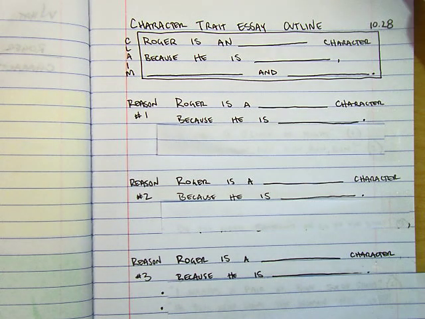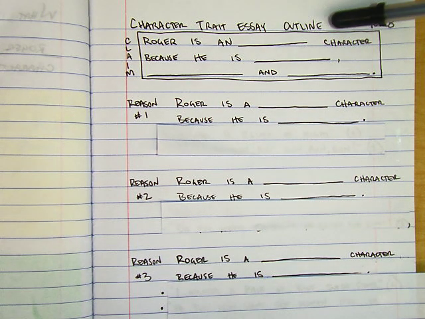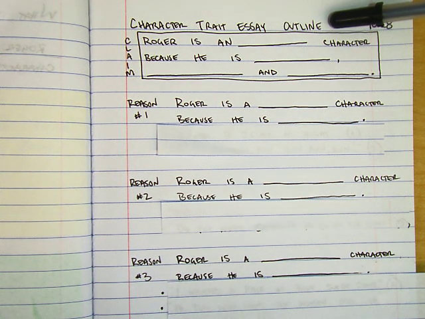Going to walk you through how to create a character trait essay outline. We are going to be making an outline that is pretty similar to what we would call a box and bullets, or sometimes a box and dots outline. The first thing that you need to do is put the heading of this work on the top of your notebook page. This just makes it easy for you to find later.